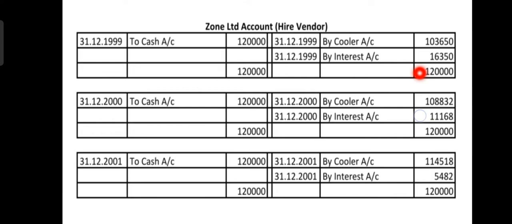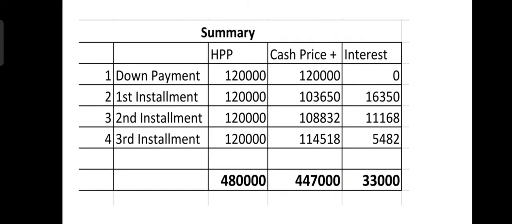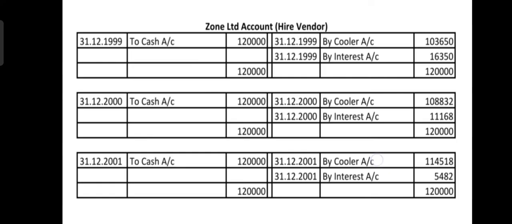This information is available in that total summary, what we already prepared, that you can see here. See year one, you are going to find here 1,03,000 for cash price and 16,350 for interest for the first installment, that you are going to record under credit side here. This is the total amount payable, 1,20,000, and this is happening at the end of the year, that is 31/12/1999. On the same day we are going to pay the cash. This is the due entry, this is the total amount payable, and this is the amount paid. So the first year account comes to an end in connection with the hire vendor account. It is not going to show any balance.